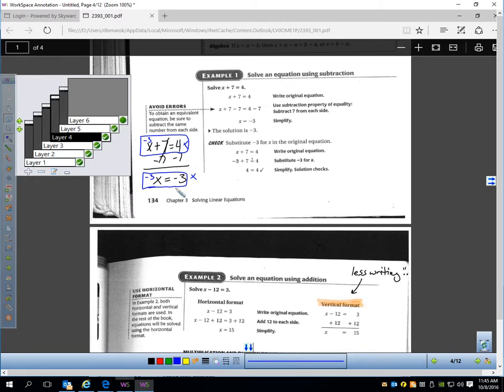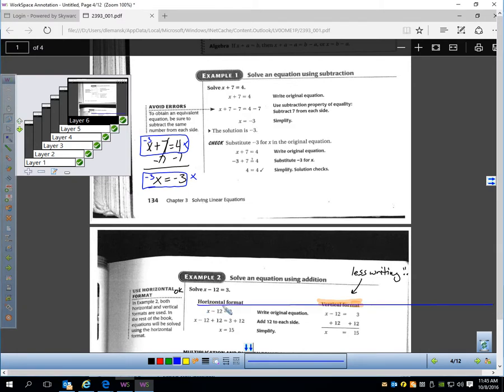The way I'm writing these out is called the vertical format. I would highly recommend the vertical format. It's less writing. And I know everyone watching this video right now likes less writing. If you want to use the horizontal format, that's okay, but you're going to have some more writing.